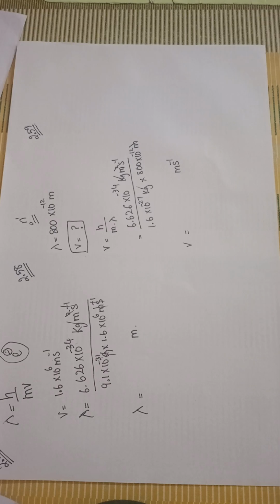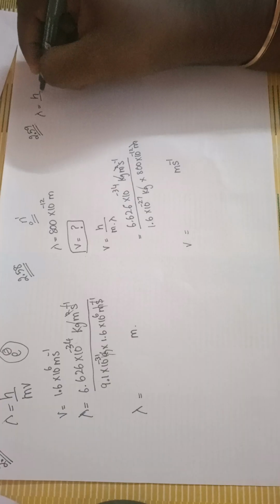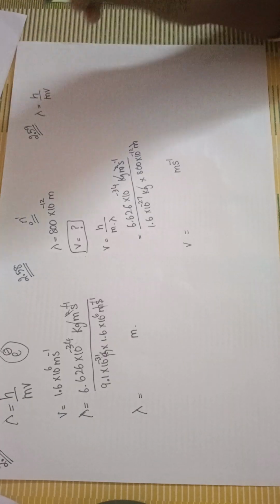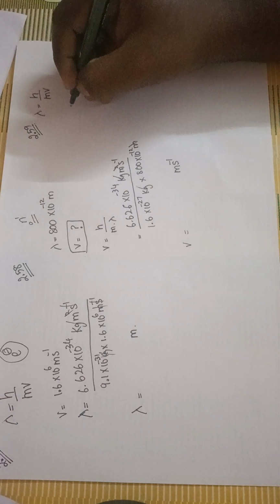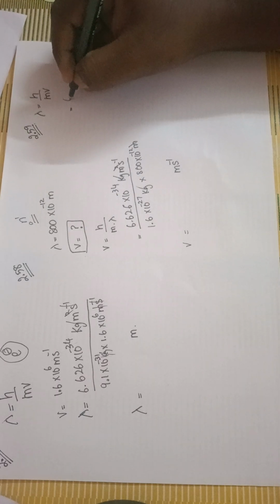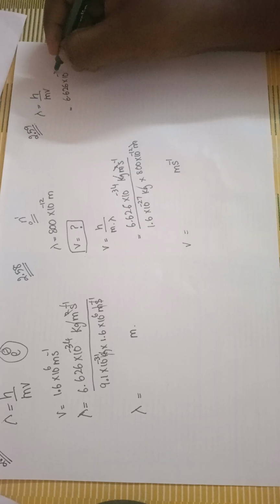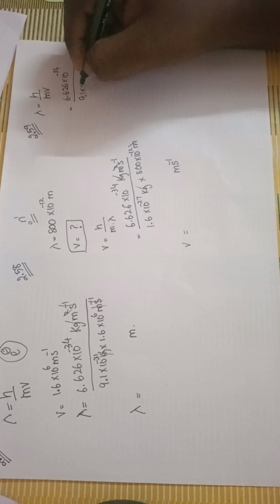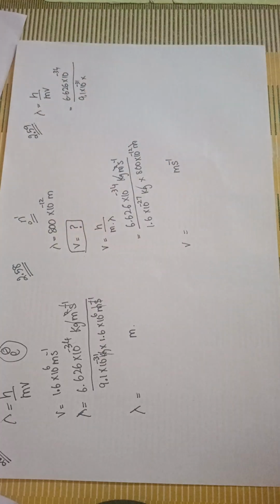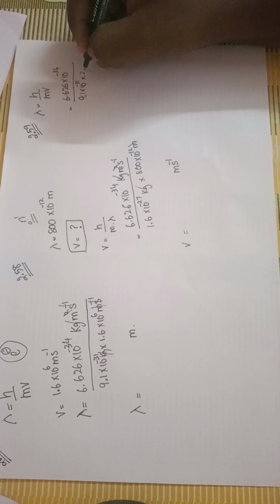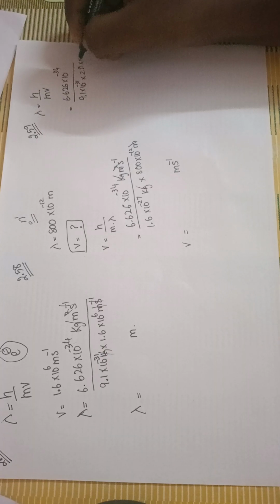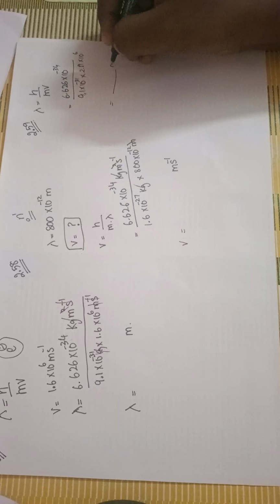In 2.59, if the velocity of the electron in Bohr's first orbit is 2.19 into 10 power 6 meter per second, calculate the de Broglie wavelength. Again lambda equals h by mv. Everything is provided, you know how to calculate. The velocity of the electron is given. So again the mass of the electron is 9.1 into 10 power minus 31, and h is 6.626 into 10 power minus 34, with velocity 2.19 into 10 power 6 meter per second. On solving this you will get the lambda in meter.